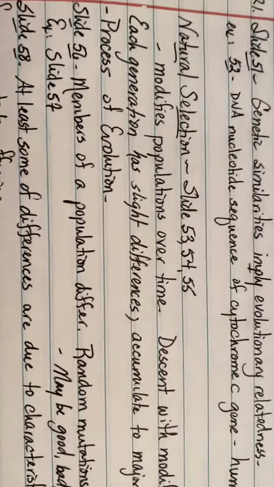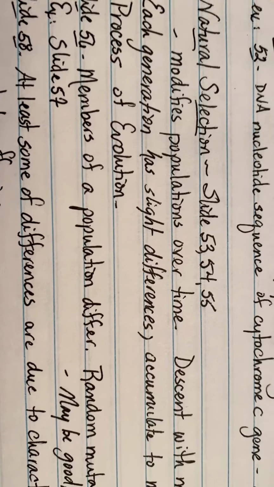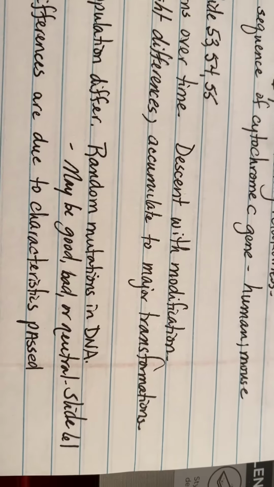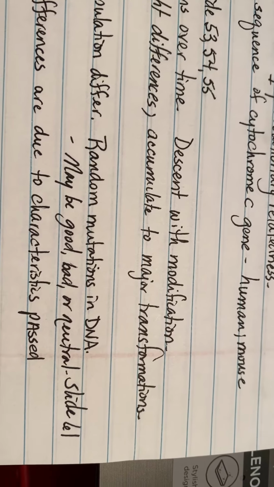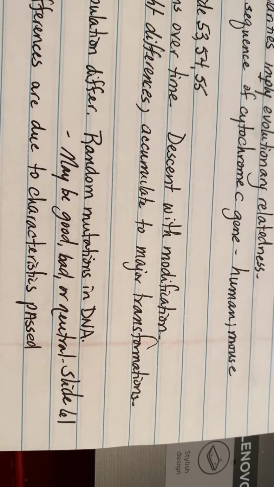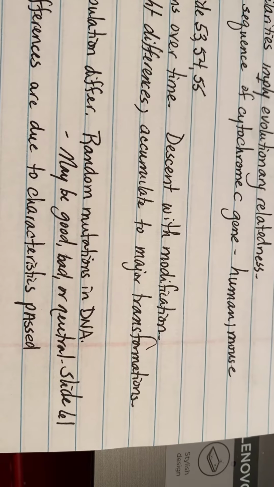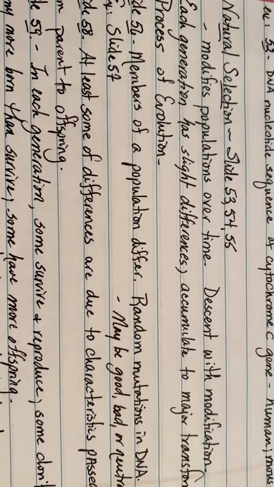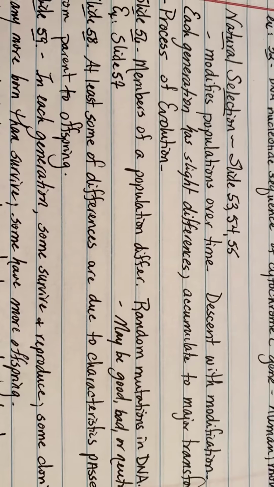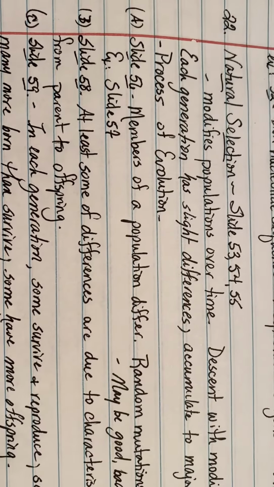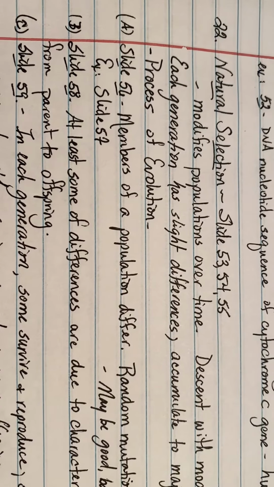The first thing that they said: members of a population are different from one another. And this is due primarily to random mutations in DNA. And don't forget, mutations can be a positive thing, they can be a negative thing, or they might be what we call neutral and have no real effect. At least some of the differences in the individuals in the population are due to characteristics that can be passed from parent to offspring. In other words, they can be inherited.